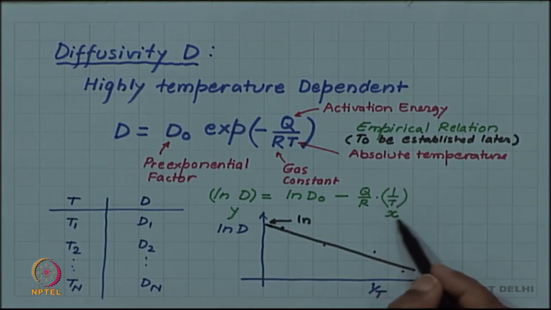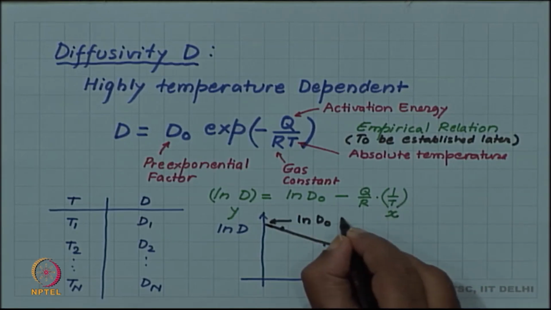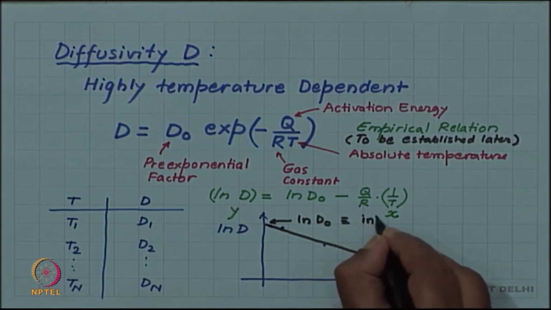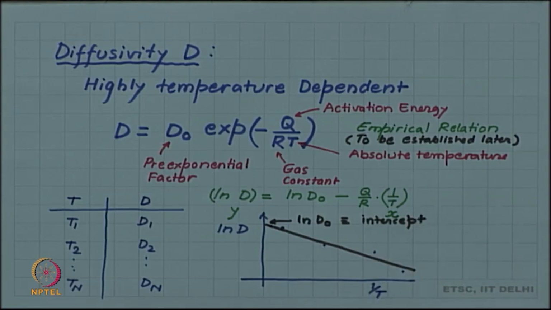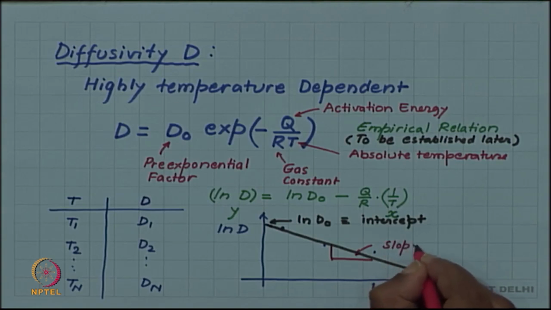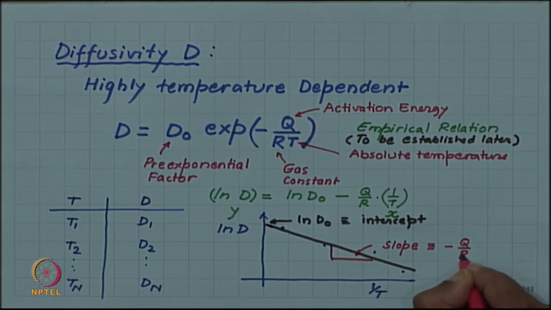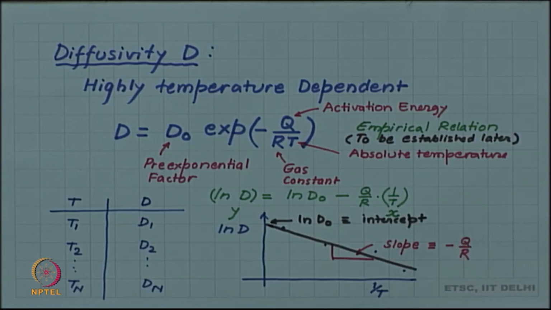You can see now that the intercept of this line, that is, if 1 by T is 0, then that is log D naught. So, log D naught can be found from the intercept, and the slope of this line should be nothing but minus Q by R. Since R is a constant, the gas constant, you can find the activation energy Q from an experiment like this.